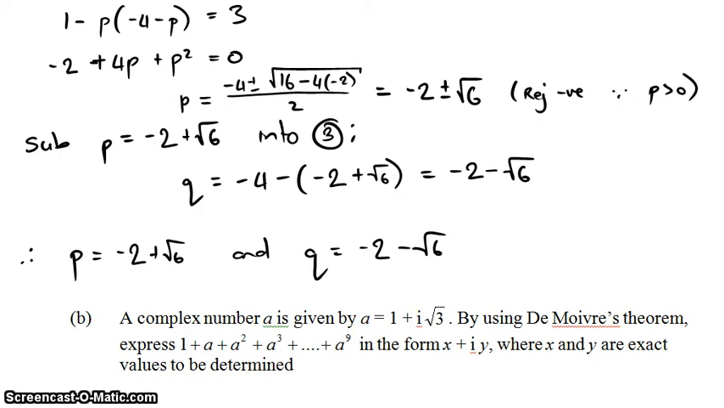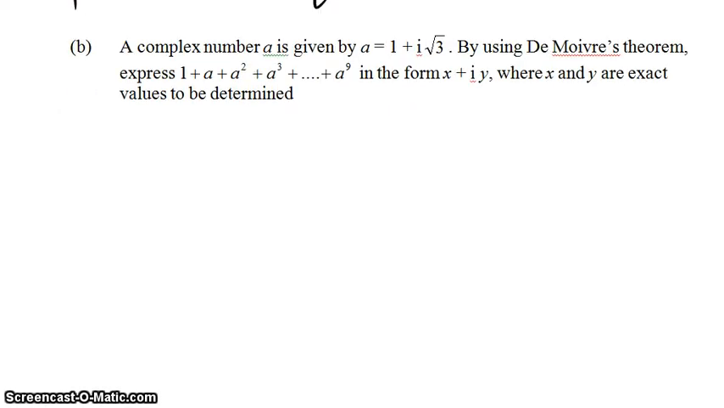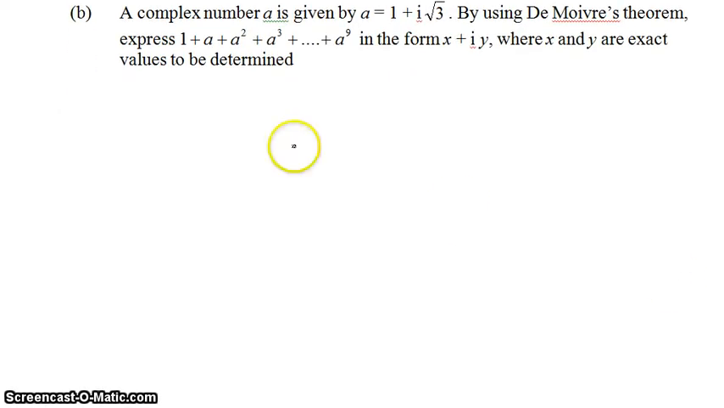So what about the last part, part B? A complex number a is given by a equals 1 plus i root 3. By using de Moivre's theorem, express 1 plus a squared plus a cubed plus all the way up to a to the 9 in the form x plus iy, where x and y are exact values to be determined. So again, obviously I don't want to have to do this by expanding out every term. So I should try and find out what is the exponential form of a.